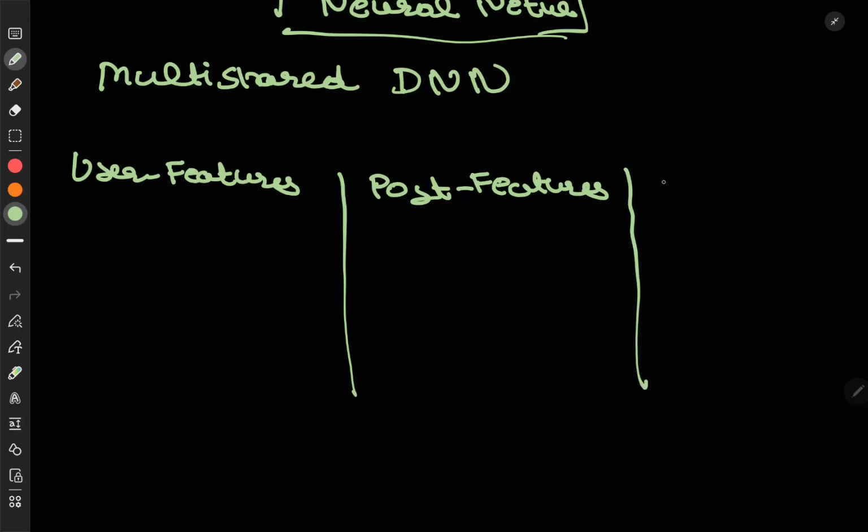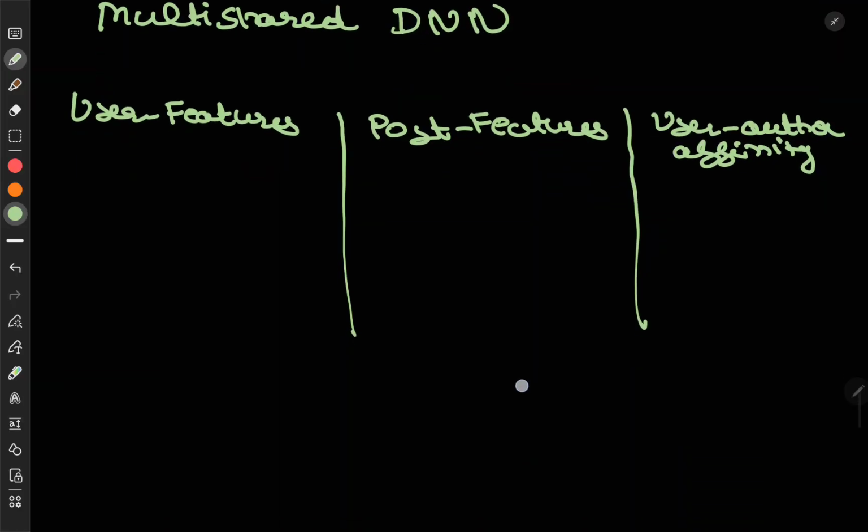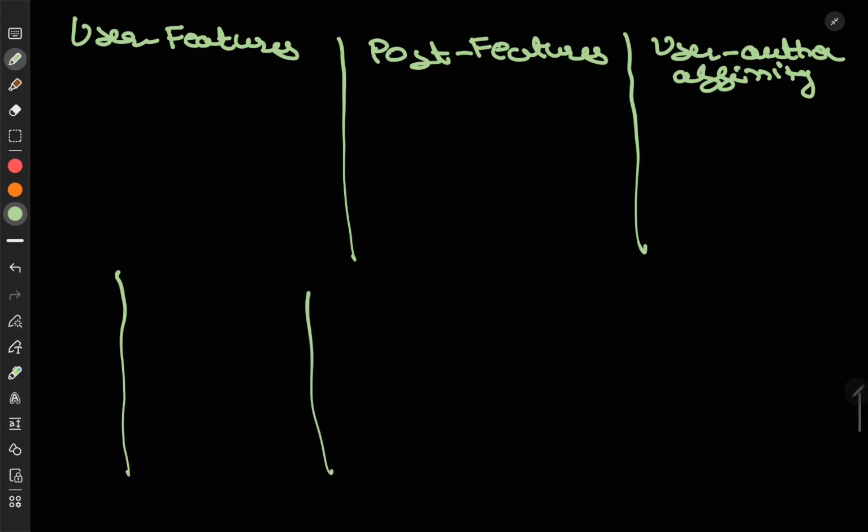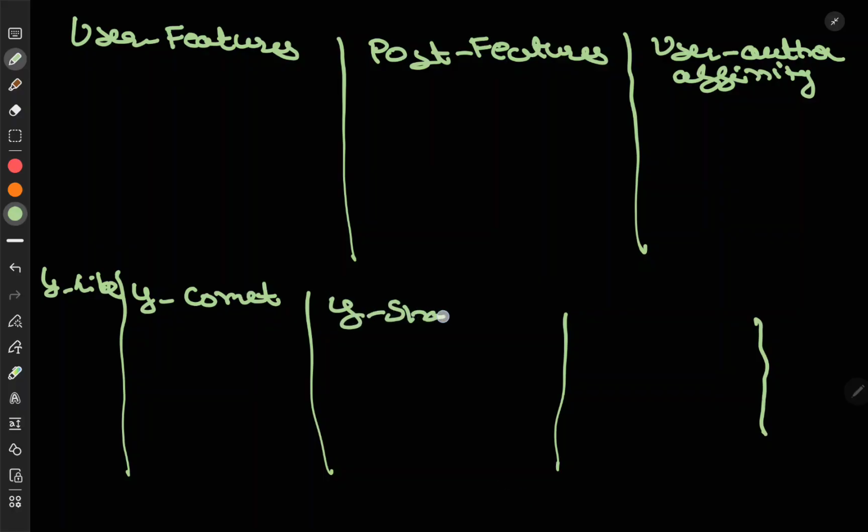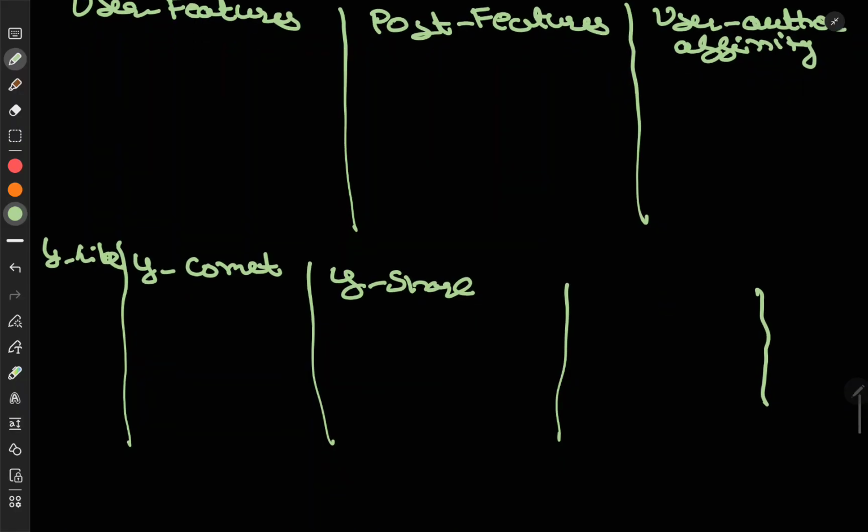Third thing we had was user author affinity. What we can do is add columns which represent Y-like, whether the user liked the post or did not like the post. Y-comment, whether the user commented on the post or did not comment. Then comes Y-share, whether the user shared the post or not. And one more thing we can do is try to calculate the dwell time.